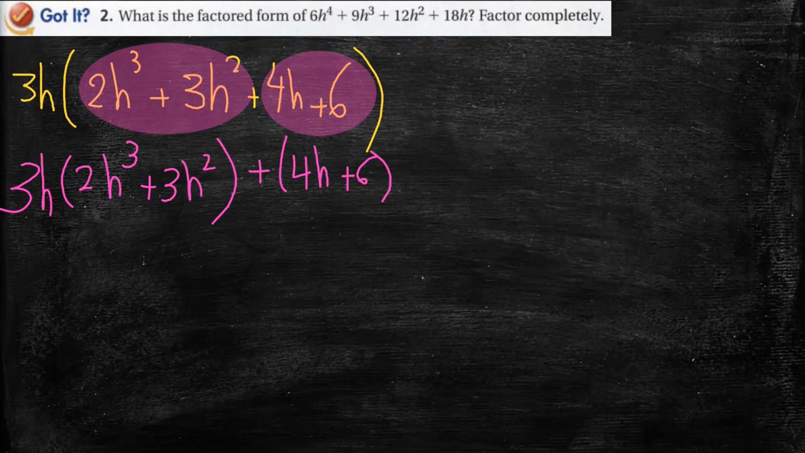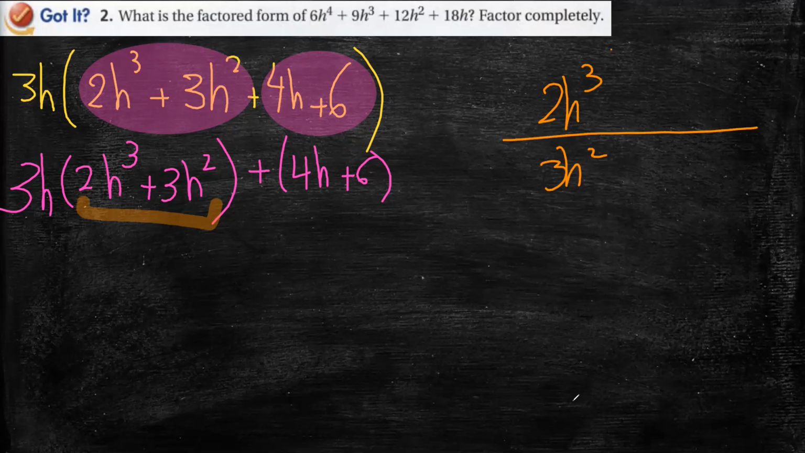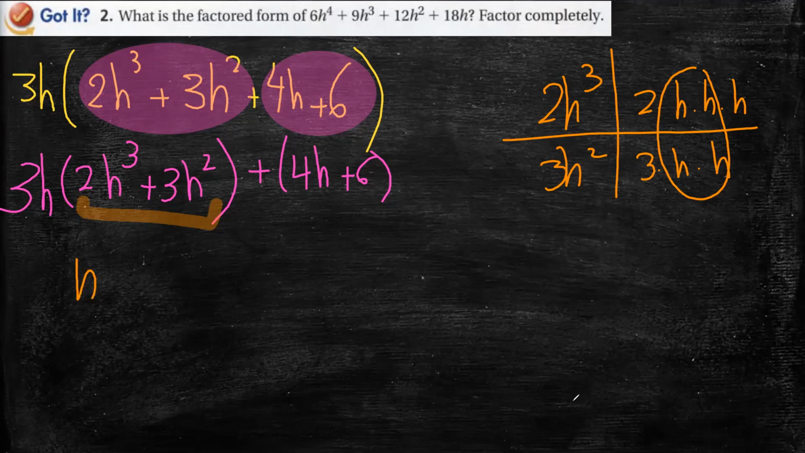Then after we group them, as I told you, find the GCF. Let's find the GCF now for the first pair here. We have 2h cubic and 3h squared. It is 2 times h times h times h, and here it's 3 times h times h. So we have an h squared in common. If you have h squared in common, what will be left? 2h plus 3.